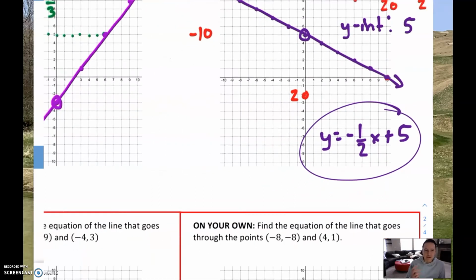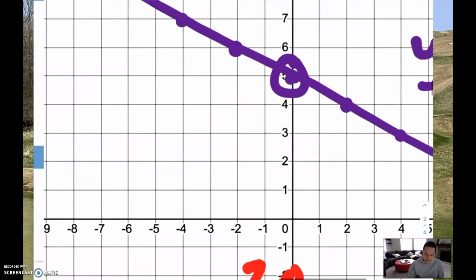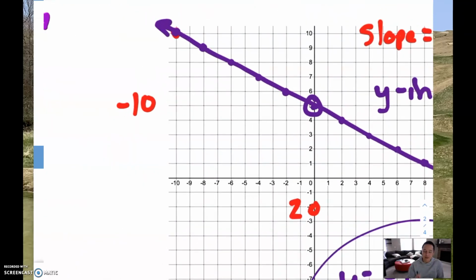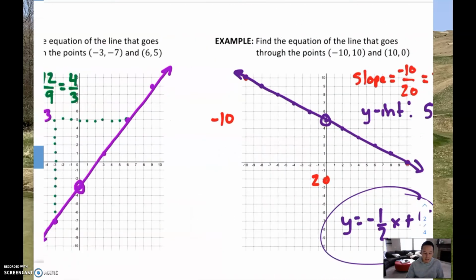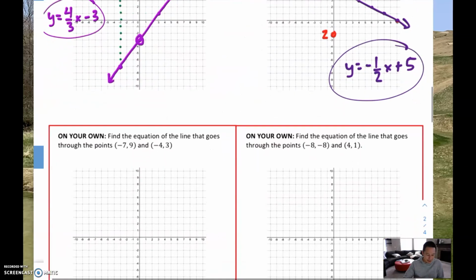I know that all of these problems kind of conveniently worked out for you, where we got a nice easy value for the y-intercept. They were all able to fit on the graph. In the next lesson, they won't all be so easy to graph, so we're going to show you how to do that algebraically. But for now, try these next couple.